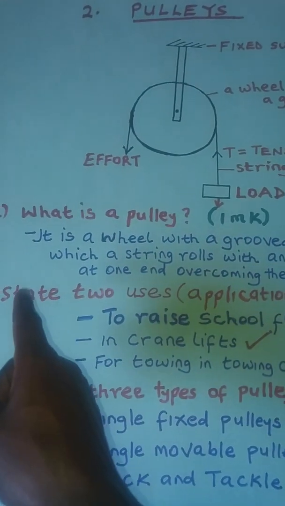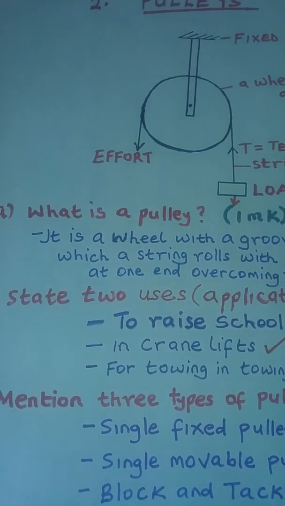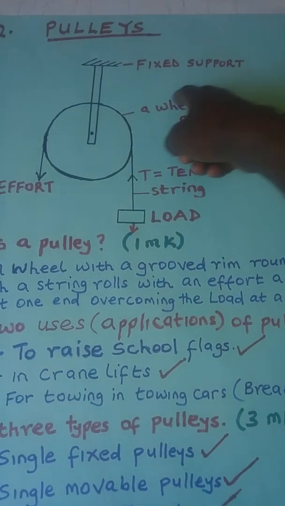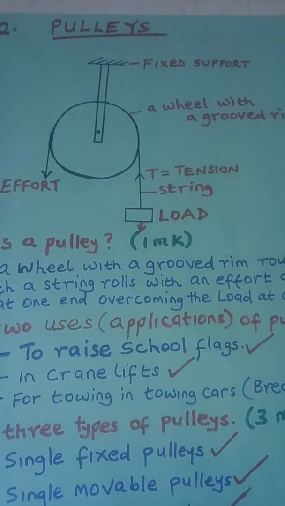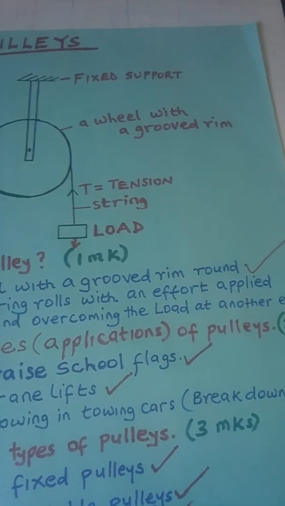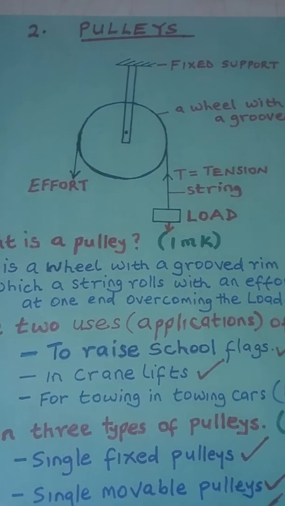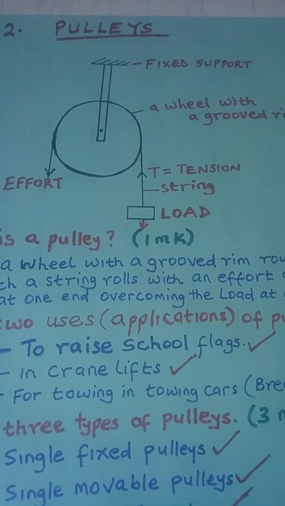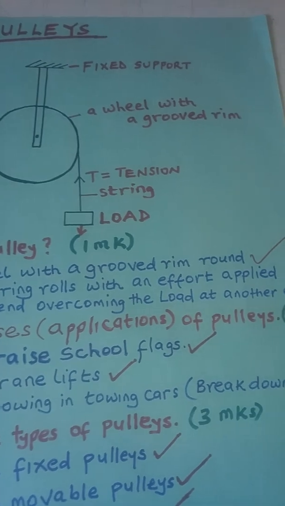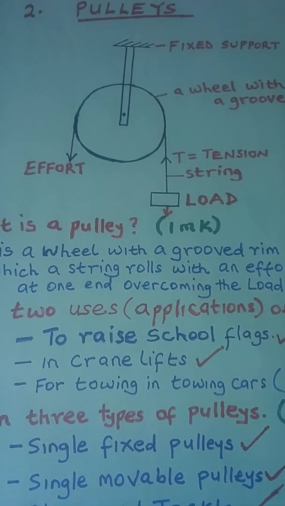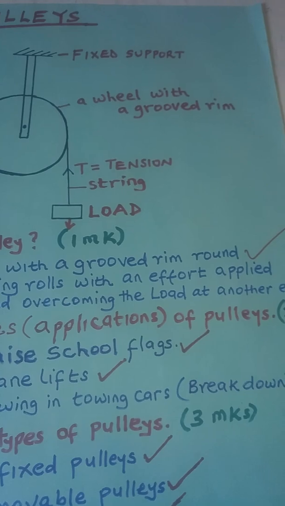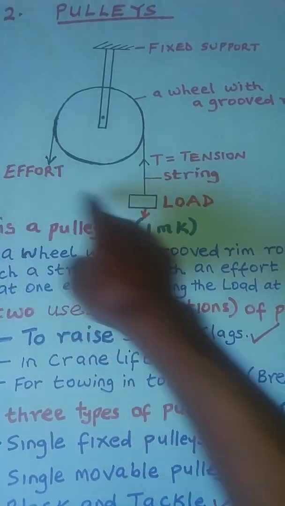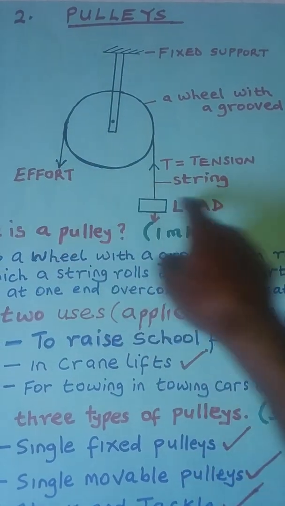So let us see this question. What is a pulley? And we are saying a pulley is a wheel with a grooved rim. So we have already mentioned this. It is a wheel with a grooved rim, round which a string rolls, you see. So there's a string which passes through the grooved rim. Then the statement continues with an effort applied at one end, overcoming the load at another end. So there is an effort on one side which overcomes the load. When you pull this effort down, the load goes what? Up.